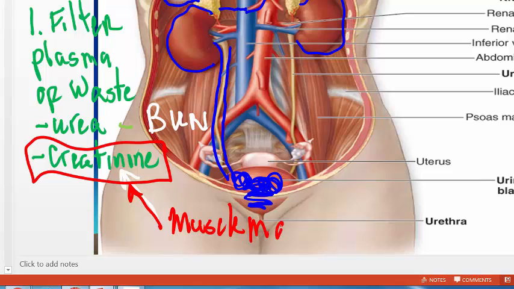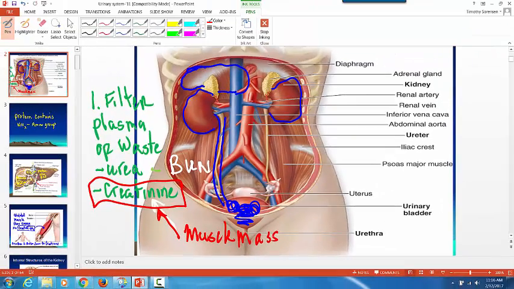You don't wake up one morning and you're a pencil neck geek, and then the next day you wake up and you're just muscles all over, right? So muscle mass doesn't change very much. Therefore, creatinine is really the best indicator of kidney function, and that's what physicians look at to determine if someone's kidneys are failing or if they need to go on dialysis.